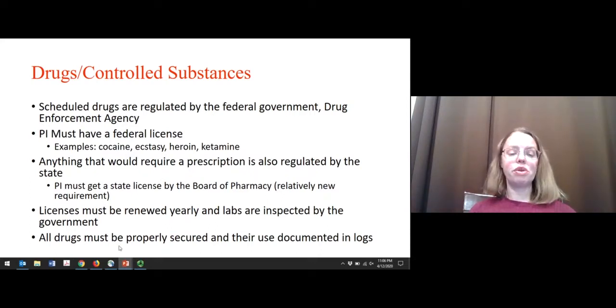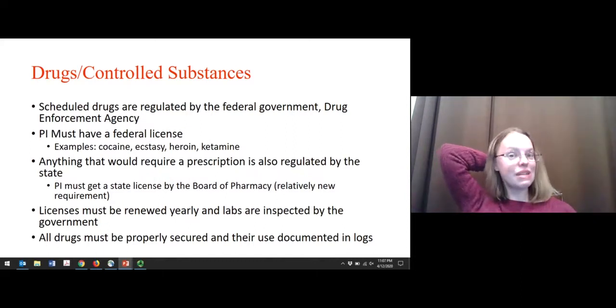What are the rules? What are they looking for? All of my drugs must be properly secured. They must be in locked boxes, et cetera, and all of the use must be documented in logs. This goes for biosafety too. Again, I feel like my lab has just about all of these. We don't have radiation safety, but I have been human certified, animal certified, biosafety certified, drug certified. Man, I know how to do all of these. It's just a lot of rigmarole, but you can get it done.